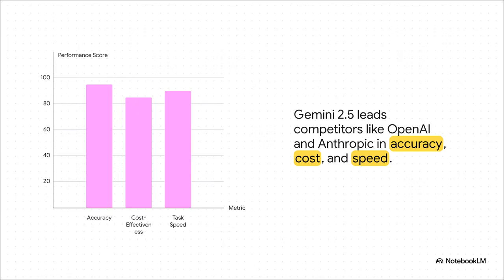When you stack it up against similar models from competitors, like OpenAI and Anthropic, Gemini 2.5 is just pulling ahead. As this chart shows, it's leading in accuracy, it's cheaper to run, and it's faster. Getting all three of those right, yeah, that's a huge deal.